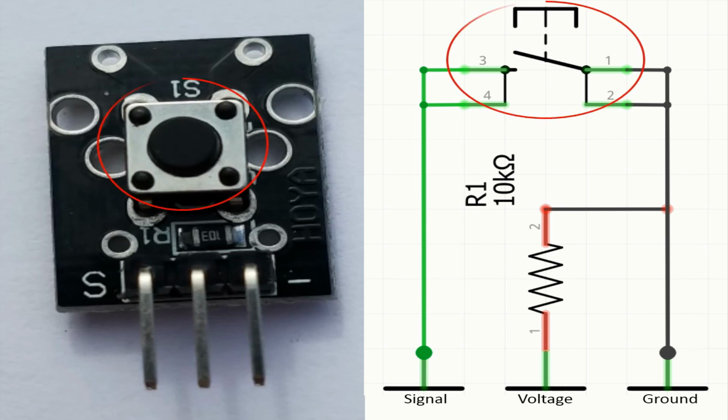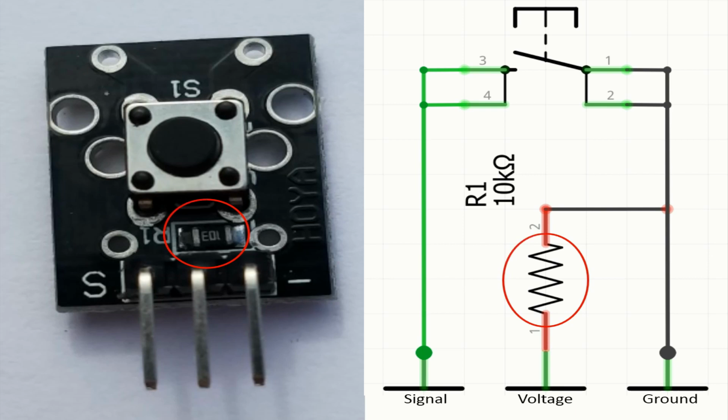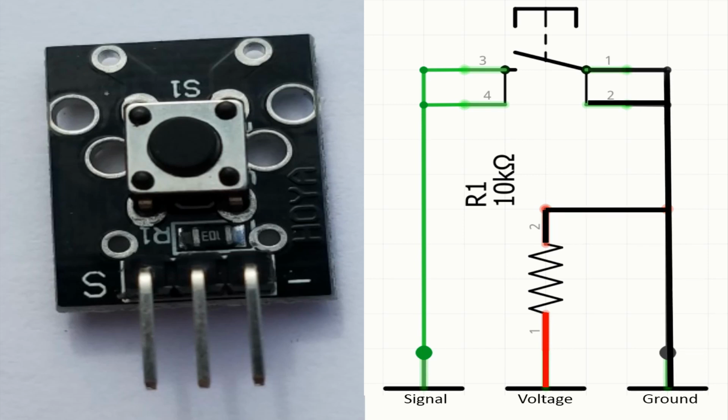There we have the sensor itself, and of course the resistor R1. On the right you can see how the pins of the module are connected on this board. We have in red the flow of the voltage, we have in black the flow of the ground, and of course we have in green the flow of the signal.